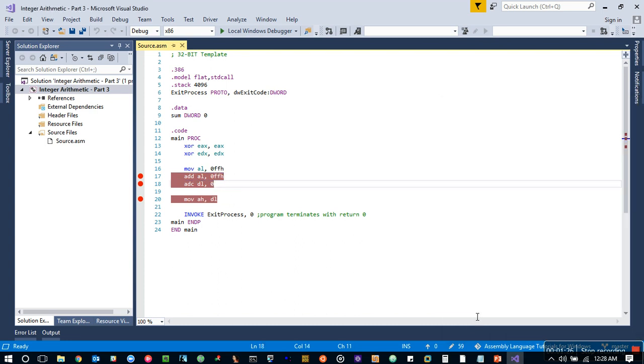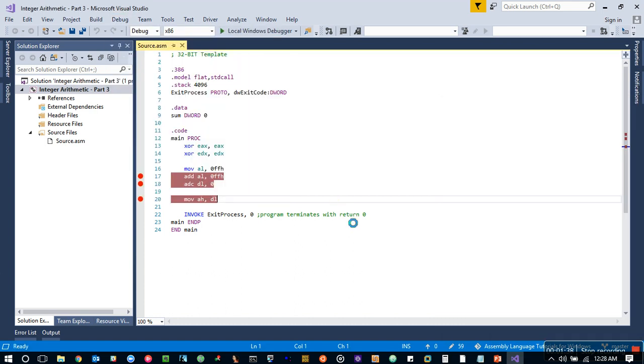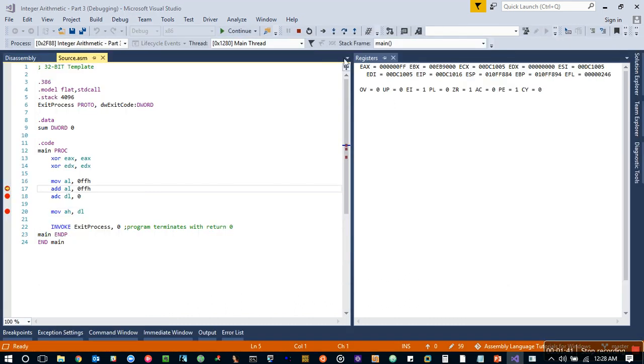So we'll see that. What's going to happen is FF plus FF, you get 1FE, right? 1FE. Let's debug it. Now it is FF, now it is FE, right? FE. So one bit, one most significant bit, actually what is LSB and what is MSB? The bits toward the right are the least significant bits, and bits toward the left are the most significant bits.